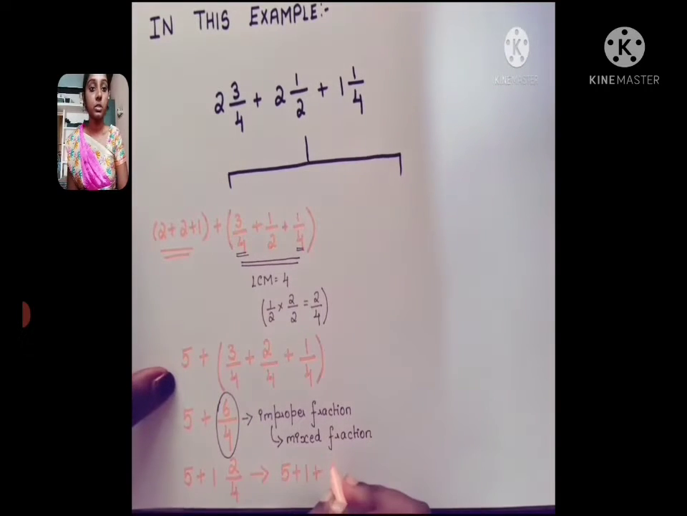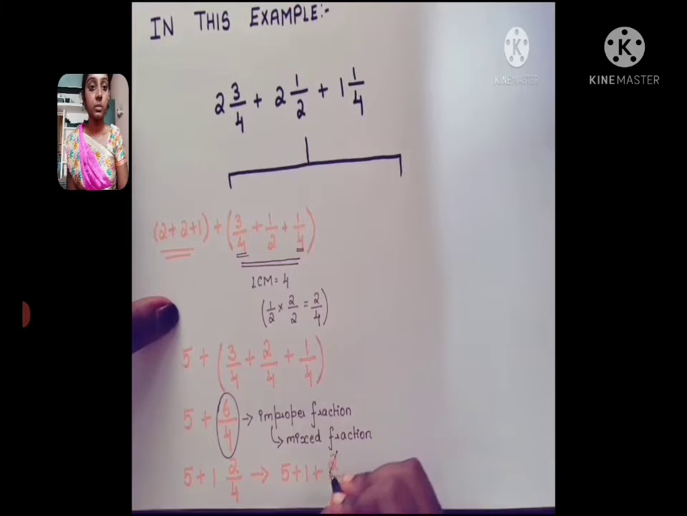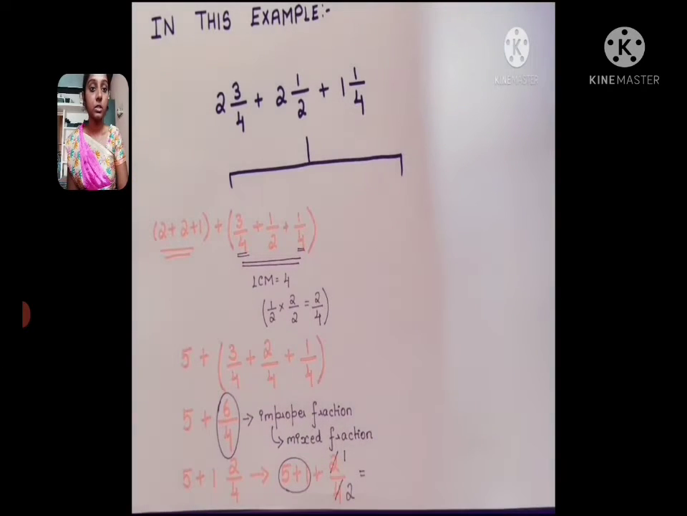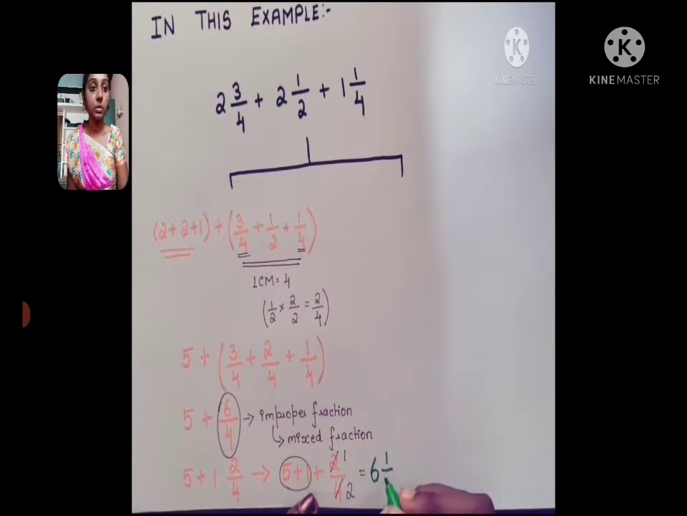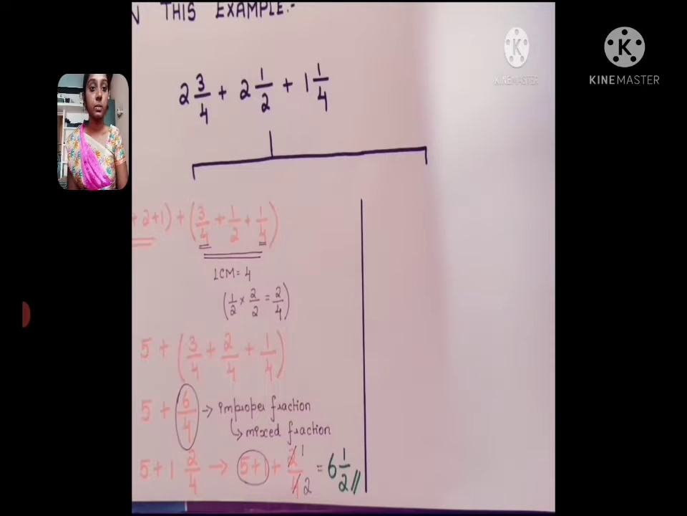5 plus 1, where 1 is the whole number of the mixed fraction obtained just now, plus 2 by 4. 2 by 4 can be cancelled in the 2 table and we get 1 by 2. Adding 5 and 1 we get 6. So adding these two we get 6 1 by 2, which is the required answer.